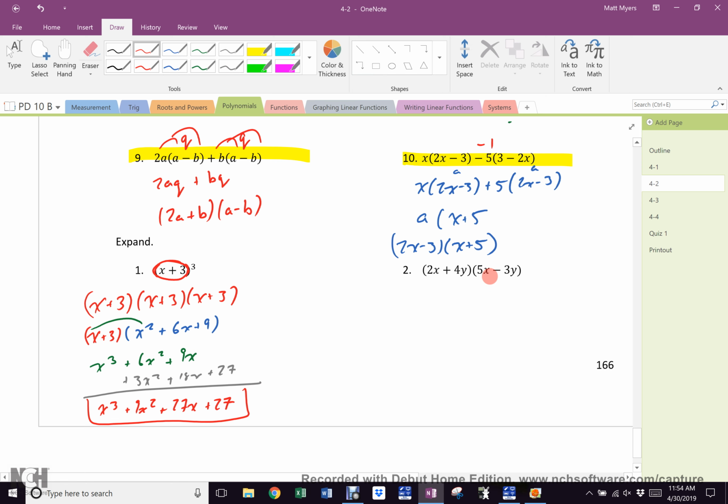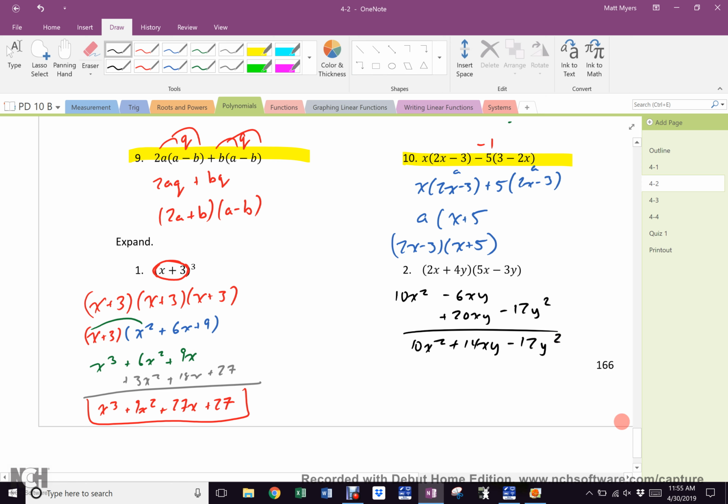And then this one is, of course, just double distribution. You know it is FOIL. I don't like calling it FOIL. 10x squared minus 6xy plus 20xy minus 12y squared to get 10x squared plus 14xy minus 12y squared. And that is where you should be right now.